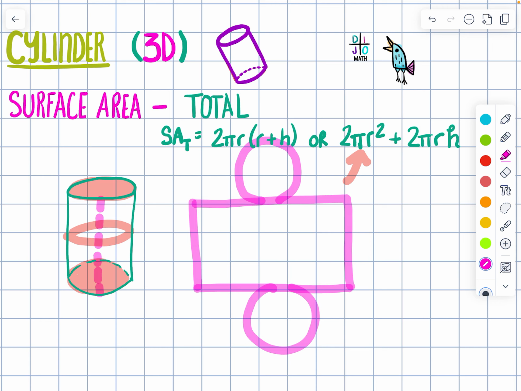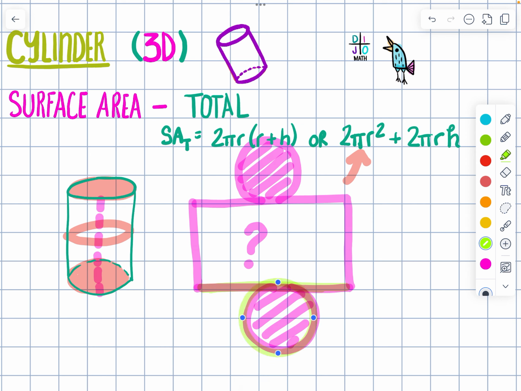Now, we've already figured out that this is pi r squared, and this is pi r squared, so we're going to have 2 of those. But how do we figure out what this space in here is, our lateral surface area? If you were to take this long piece here, this rectangle, and fold it back up into the circle that it used to be, you would notice that this length is the same as the circumference of the circle.